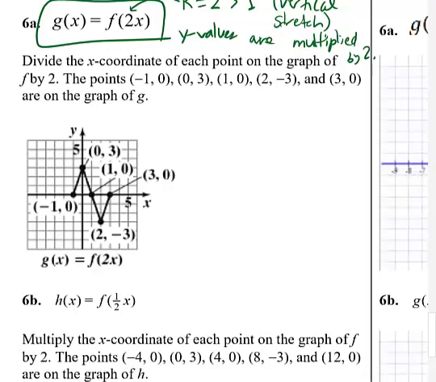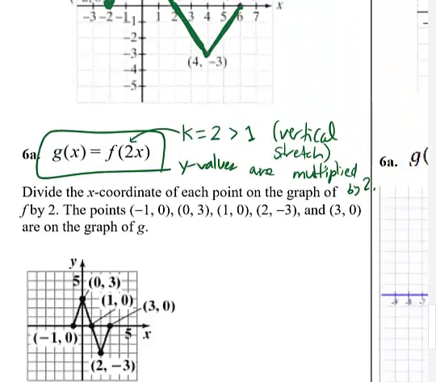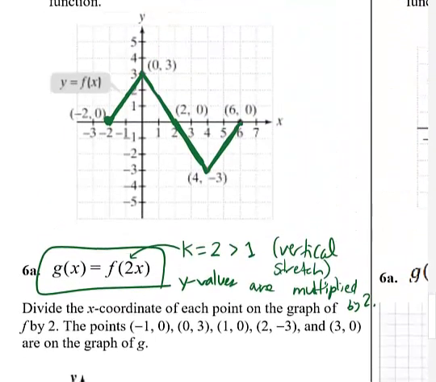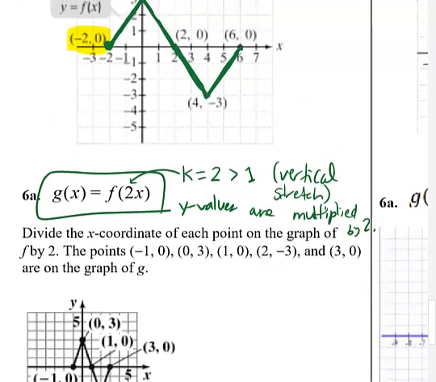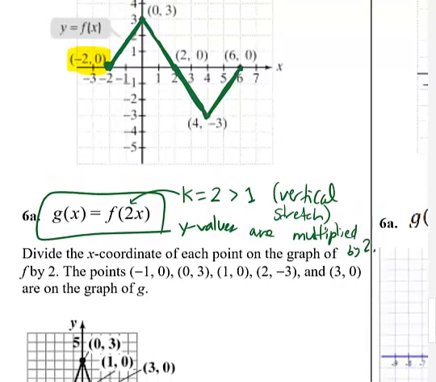So okay, let's see. These points, for example, maybe I'll highlight them because they already have the graph ready for us. Here's this one. The point -2, 0 has a y value of 0. If you double 0, you're still at 0. So that didn't really do a whole lot.